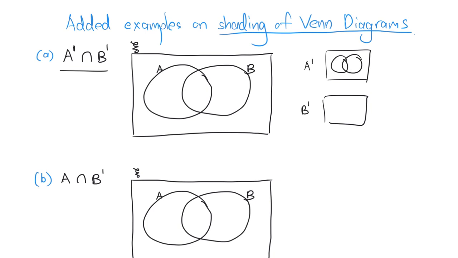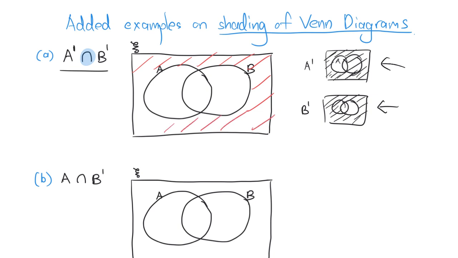Very quickly, A complement looks like this, right, everything outside the set A. B complement looks like this, everything outside the set B. So what is in common between them? Take a good look at both of these shaded areas and you will realize that the common area refers to everything that's outside both sets. Okay, look carefully and hopefully by drawing diagrams at the side, it helps you visualize it.